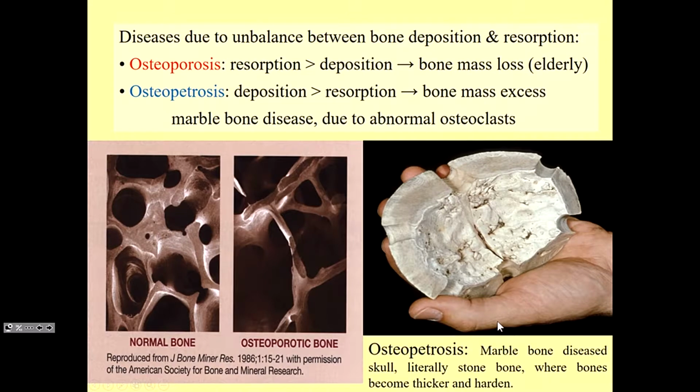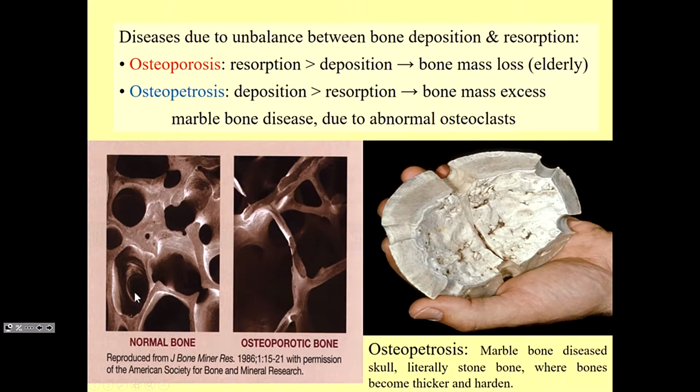So here are some examples of diseases that we might see that are caused by out of kilter unbalancing of this deposition and reabsorption process. So osteoporosis, I think you probably have all heard of that term before. Women, when they become menopausal, sometimes they become osteoporotic. In this case, reabsorption is greater than bone deposition.